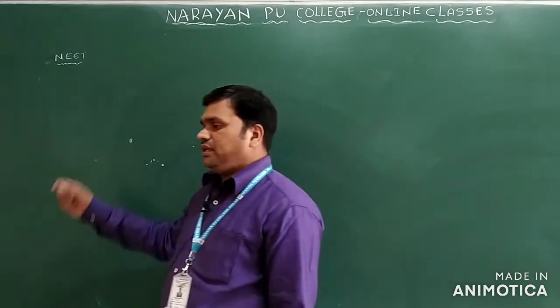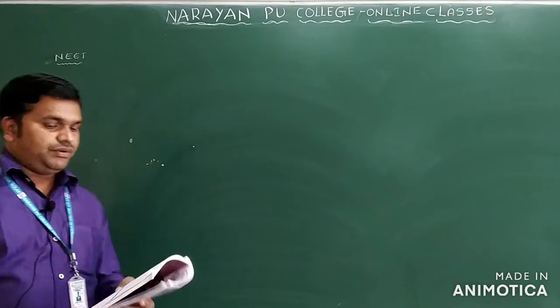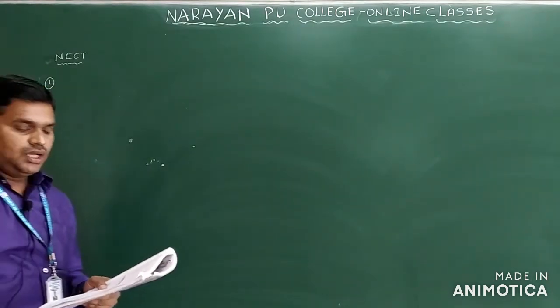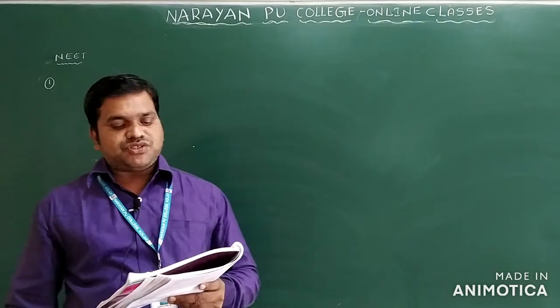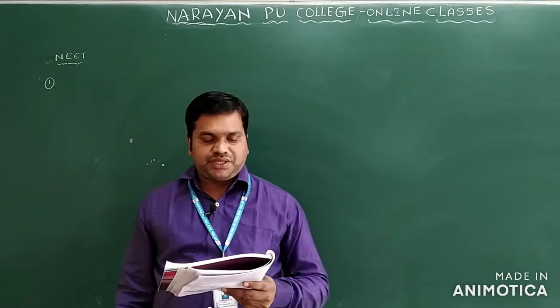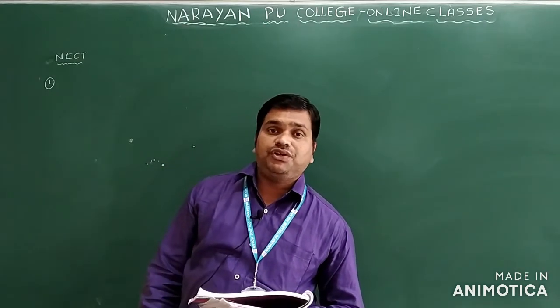See the next question. Neat questions are there. Turn your materials to page number 41. See the first question we have. A 0.66 kilogram ball is moving with a speed of 100 meters per second, the associated wavelength will be, we can find out the wavelength.